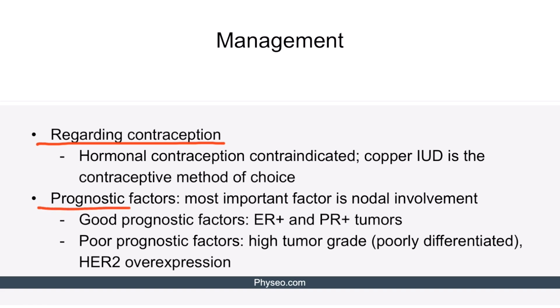The most important prognostic factor that determines disease outcome is nodal involvement. Patients with axillary lymph node involvement have higher metastatic rate and poor outcomes compared to patients with no lymph node involvement. Good prognostic factors include tumors that are ER positive or PR positive. Poor prognostic factors include a high tumor grade, poorly differentiated, and HER2 receptor tumor overexpression.